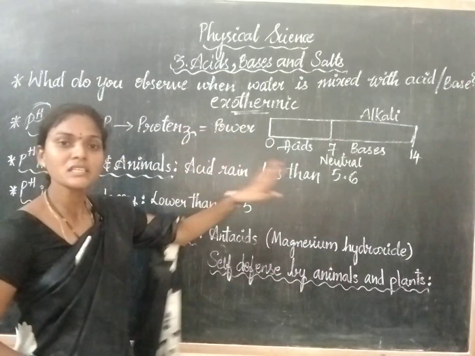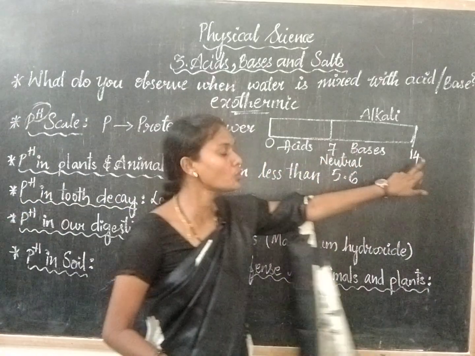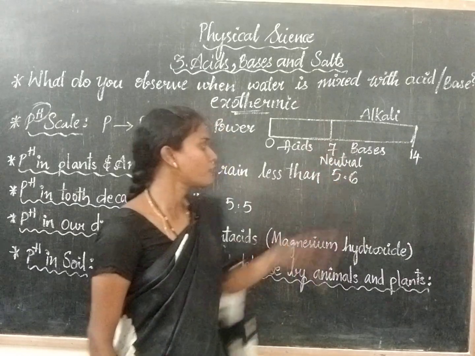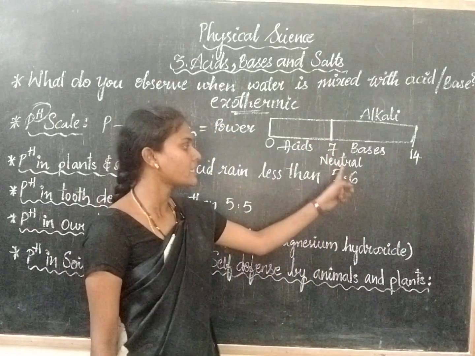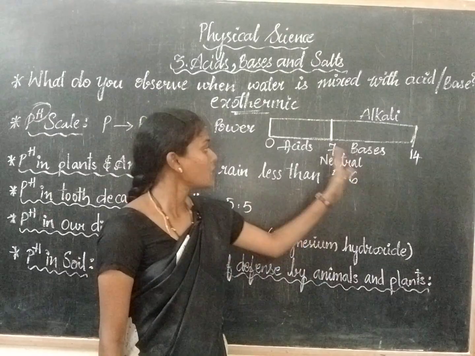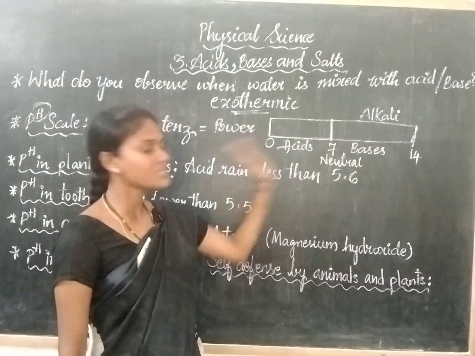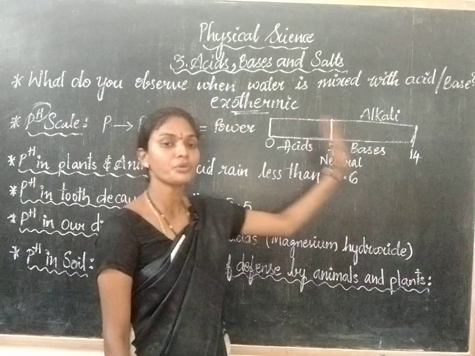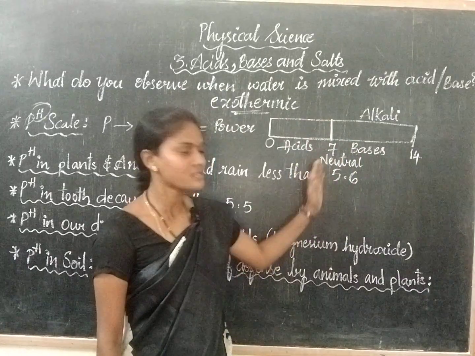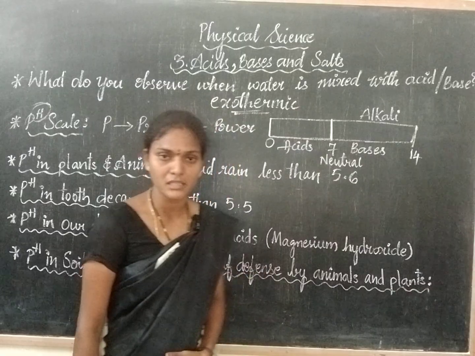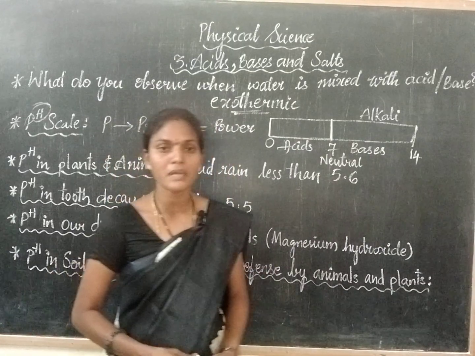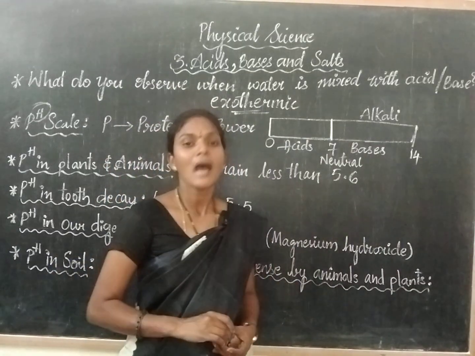This pH scale varies from 0 to 14. If the pH value is 7, it is neutral. If it varies from 0 to 7, those chemical substances are acids. If it is from 7 to 14, those are bases.